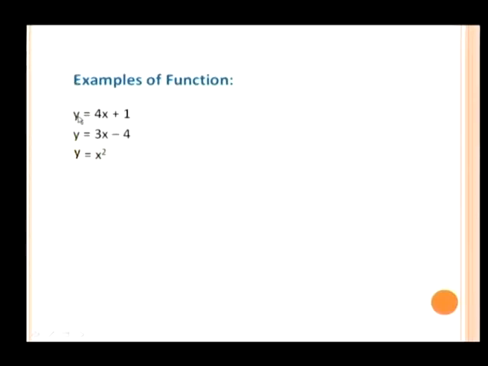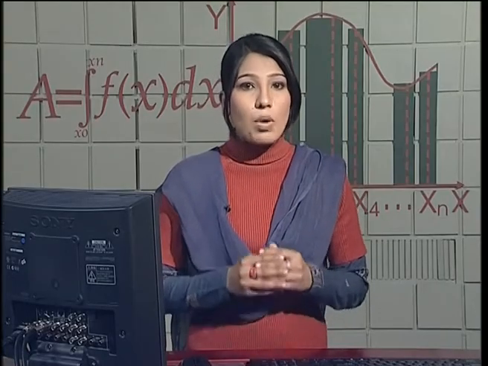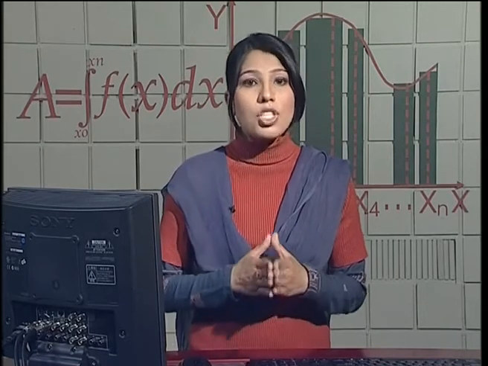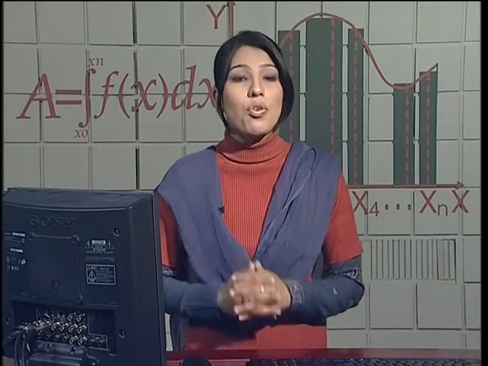As in the first example, we have y is equal to 4x plus 1. The second example is y is equal to 3x minus 4. And the third example is y is equal to x square. In all these examples, x, which is on the right hand side, is the independent variable, and y, which is on the left hand side, is the dependent variable. From all these examples, it's clear that y is a function of x because each value assigned to x will definitely determine exactly one value of y.